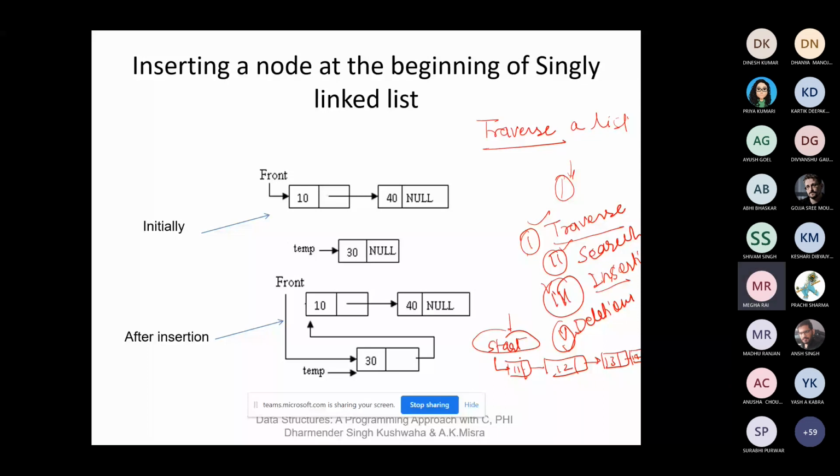Now if I am using the same pointer, start, pointing to this node, we have traversed this node first. Again, we have to traverse the next node. So we use the same pointer.